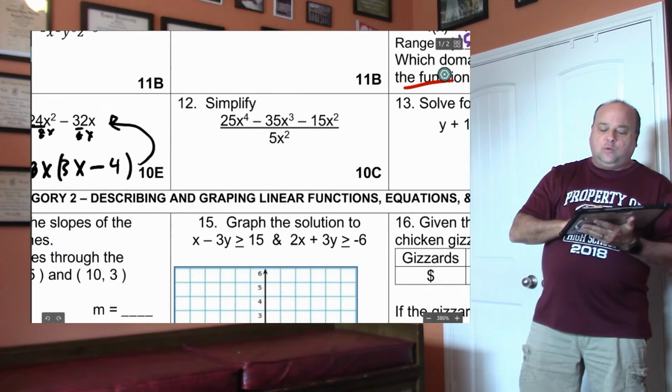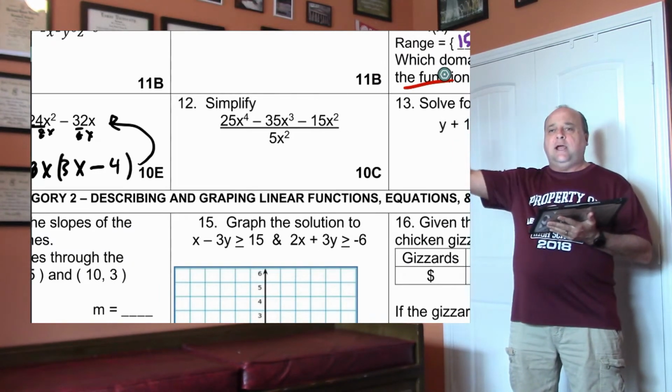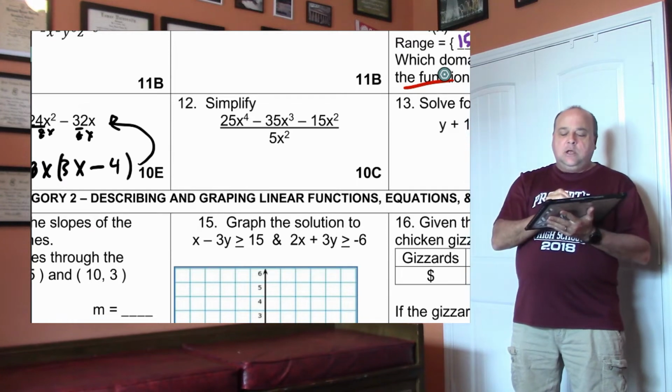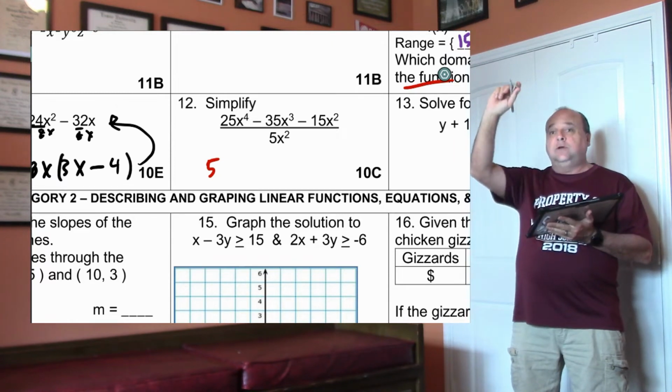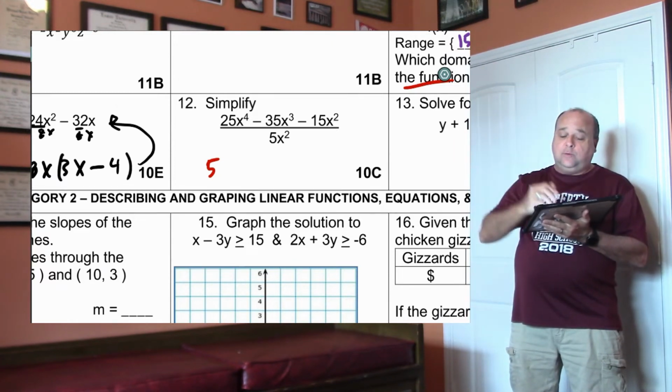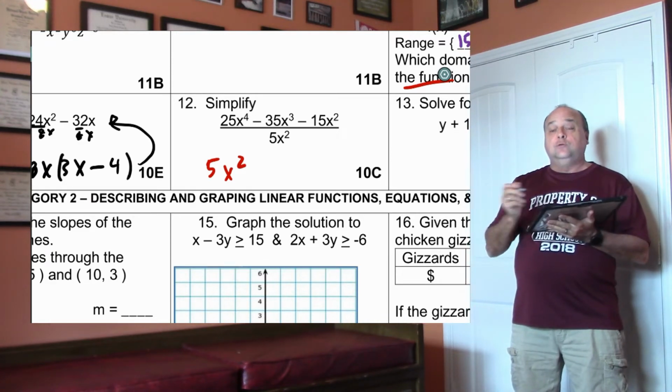Well, let's go to number 12. Should be remembering how to do this. We're going to do sign, number, letter, exponent 3 times. So 25 divided by 5 is 5. X to the 4th over x squared. I got 4 x's on top, 2 on the bottom. I can scratch 2 out. X squared. I'm going to subtract my exponents. 4 minus 2 is 2.